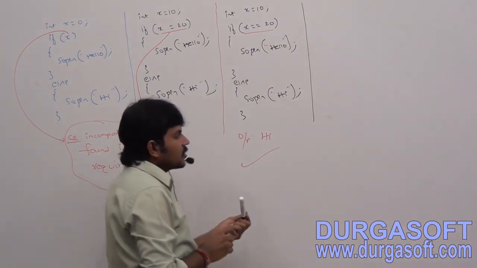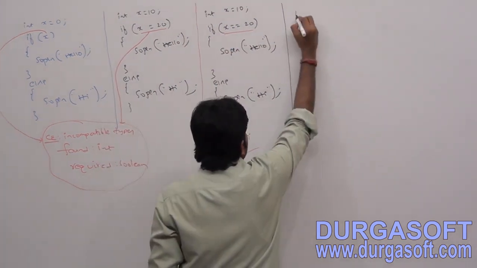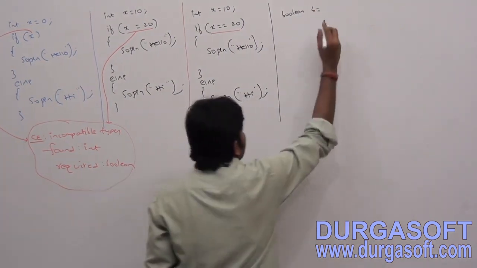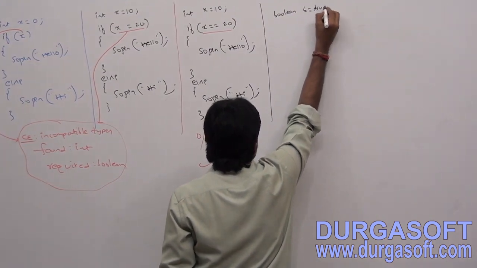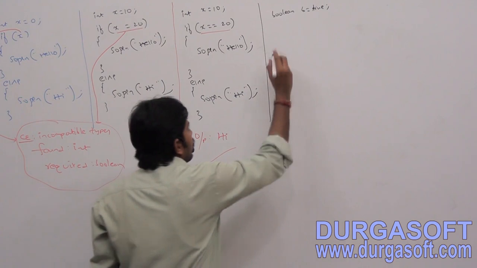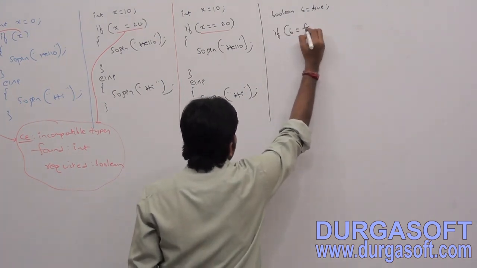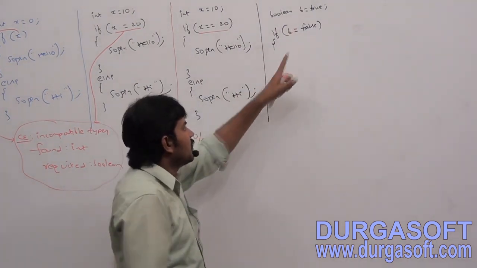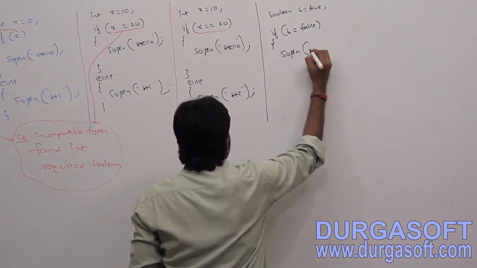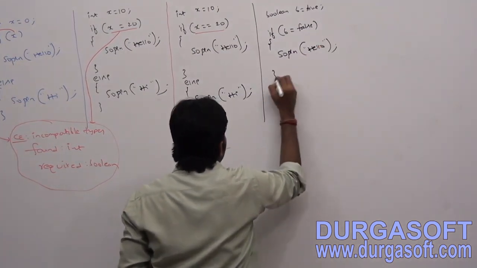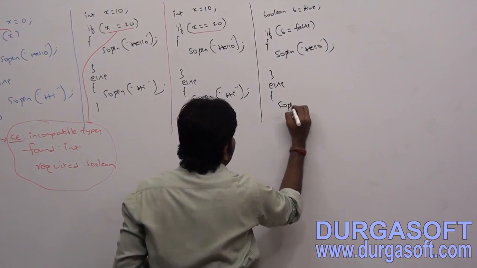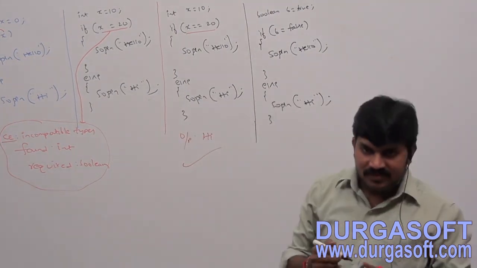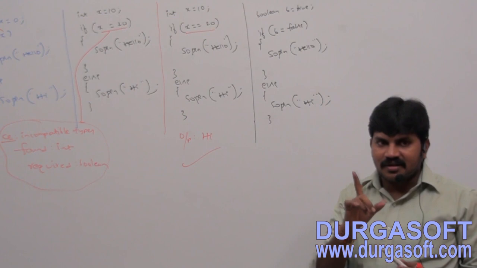Okay, next one, take special care. Boolean b is equal to true. If of b is equal to false, System.out.println of hello, else System.out.println of hi. Can you tell what answer we will get? Hello or hi or compile time error?